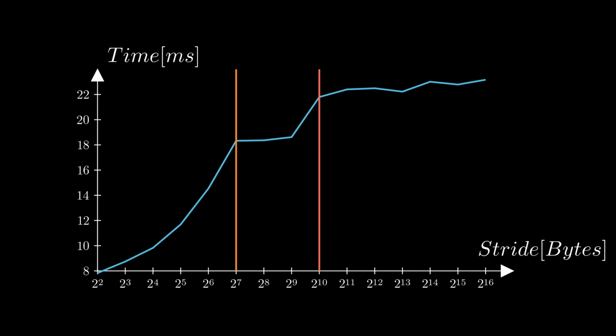But there are 2 points that are standing out, where we have big increases followed by plateaus. One is 128 bytes, which is the segment size of one memory request going through L1 cache. And the next one is at 1 kilobytes. And this is the page size, so the amount of values that get loaded into sense amplifiers when we select a row.